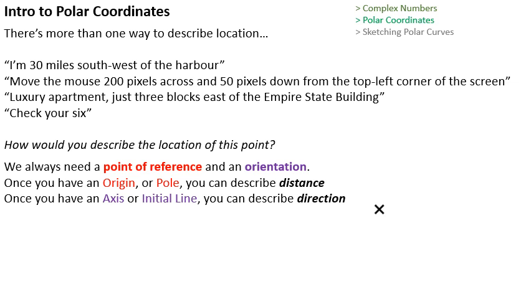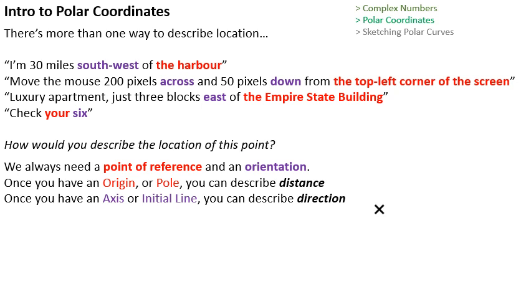So what are we referring to when we talk about a point of reference? Well, from the examples I've got above, you can see that point of reference in every single statement. If you're 30 miles southwest of the harbour, then you're referring everything back to the harbour. It's assumed that you and the person you're communicating with knows which harbour you're talking about, for instance.